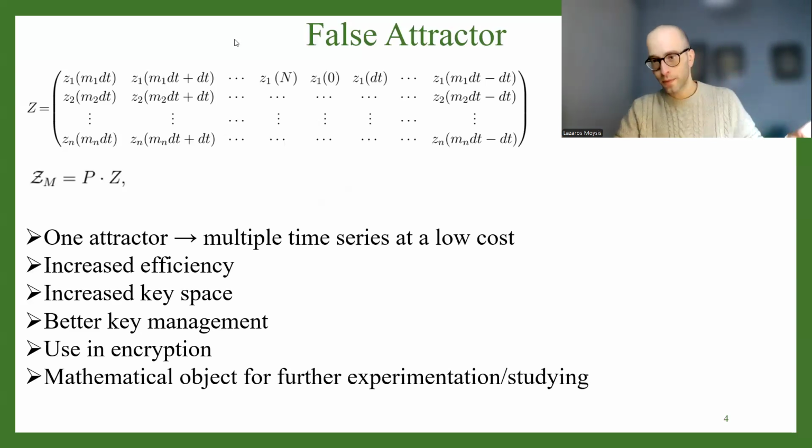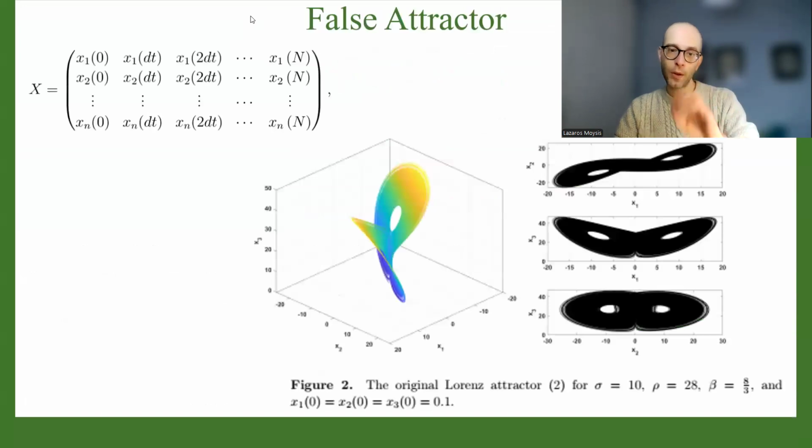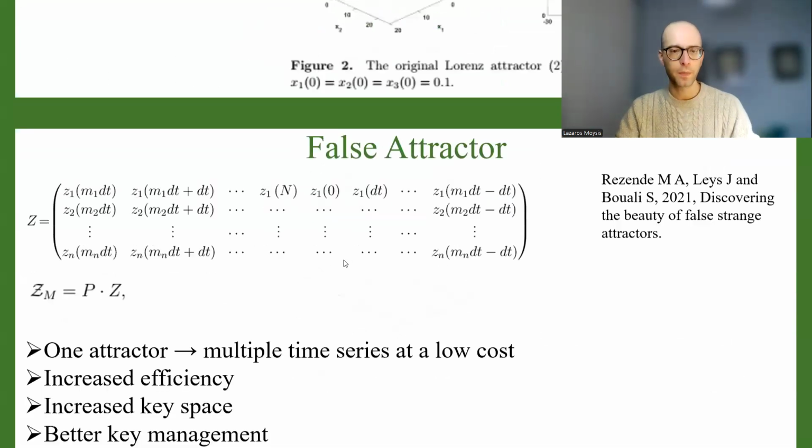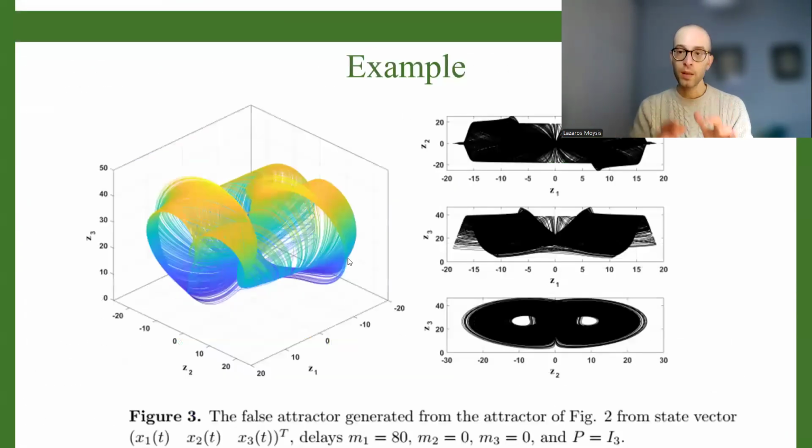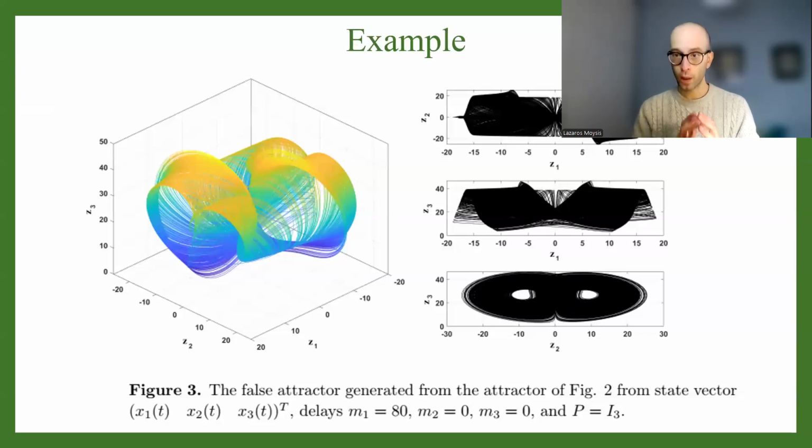So let me show you some false attractors. You have already seen the original attractor for the Lorentz system. Now, this is an example of a false attractor on the Lorentz system that you saw earlier. I have basically added a delay for the first state. I write it down here. So the first state is delayed by 80 values. Second and third state are the same. And the elementary matrix is the identity.